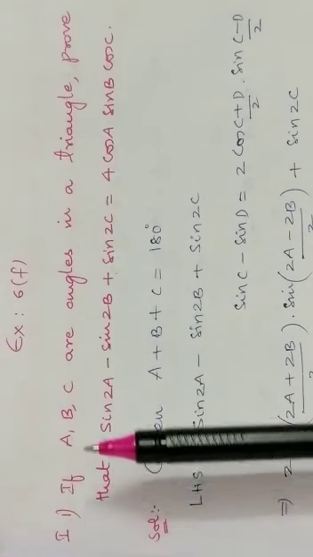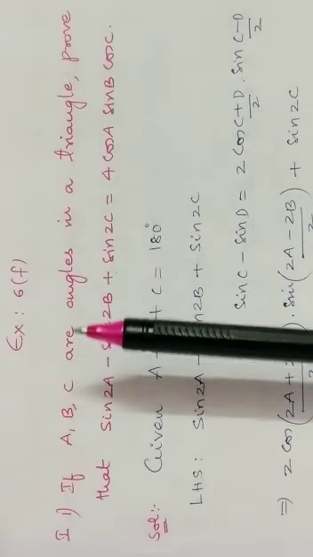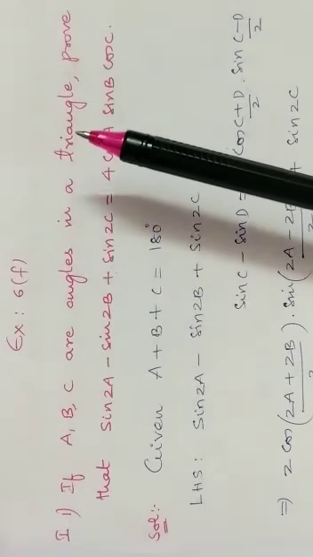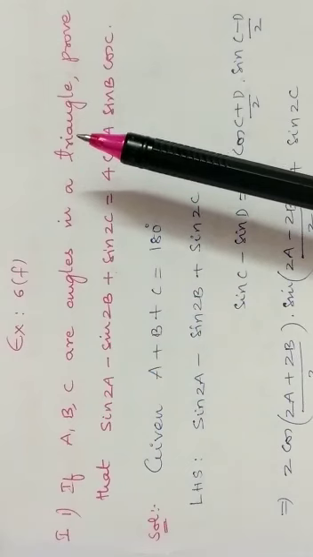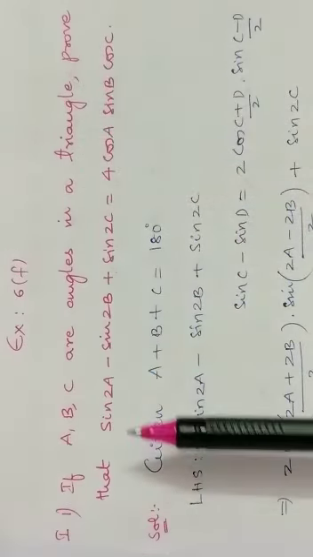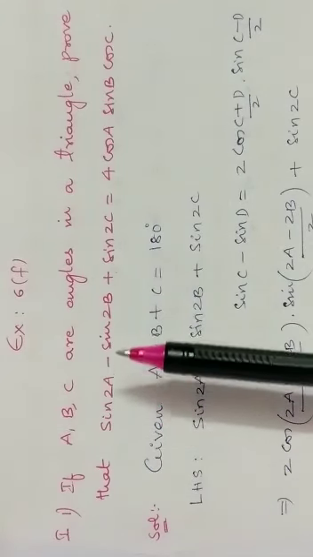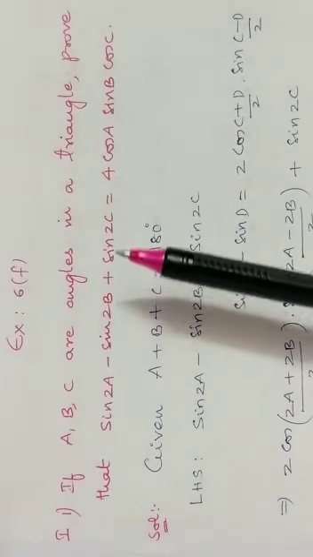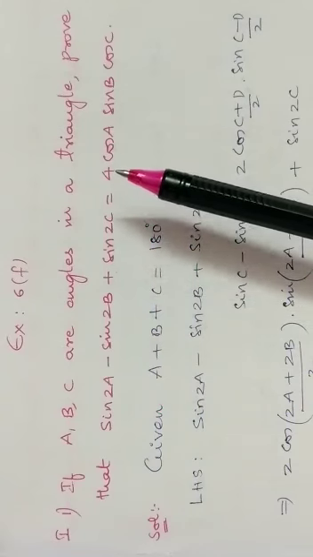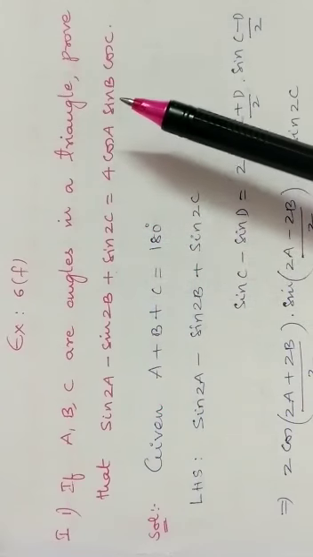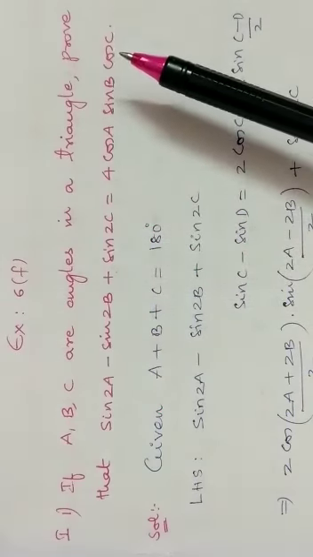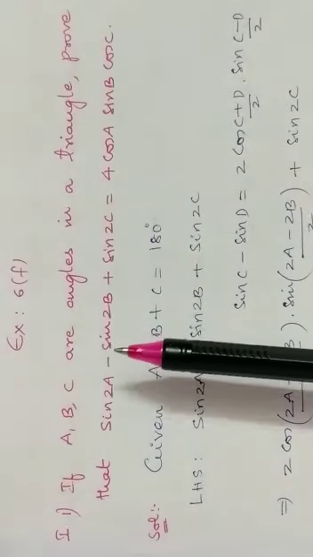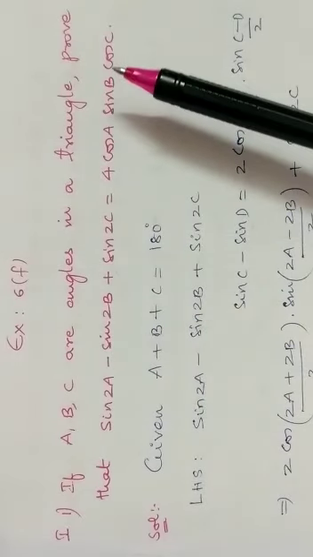If A, B, C are angles in a triangle, we know that in a triangle we have three angles. Prove that sin 2A minus sin 2B plus sin 2C equal to 4 cos A sin B cos C. Very important model.